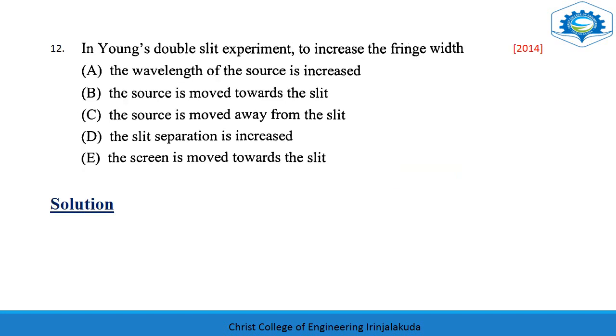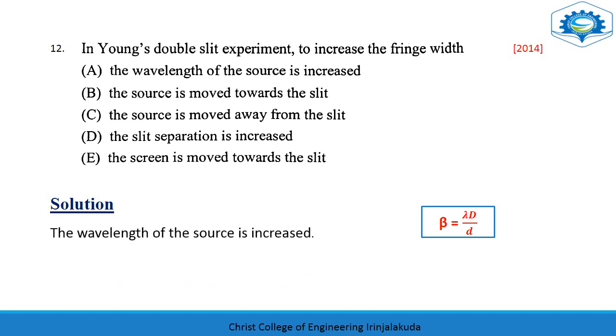Next question. In Young's double slit experiment, to increase the fringe width. This is the question. Options are given. This is the important equation for fringe width in Young's double slit experiment: beta is equal to lambda D by d. So here it's very clear, beta, the fringe width, is directly proportional to lambda, directly proportional to capital D, and inversely proportional to small d. So to increase fringe width beta, the wavelength of the source is increased. Answer is A.